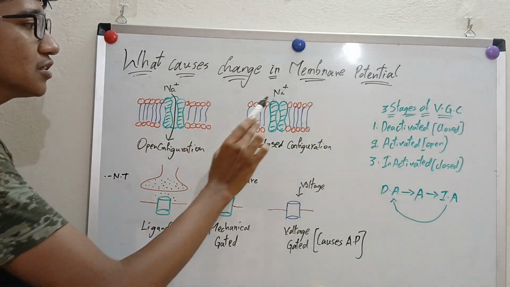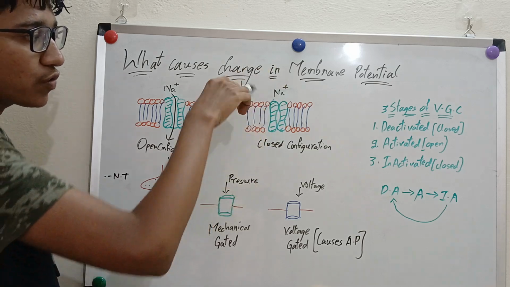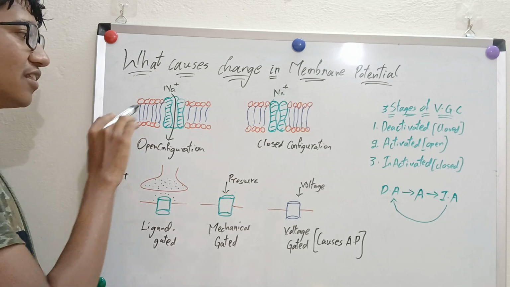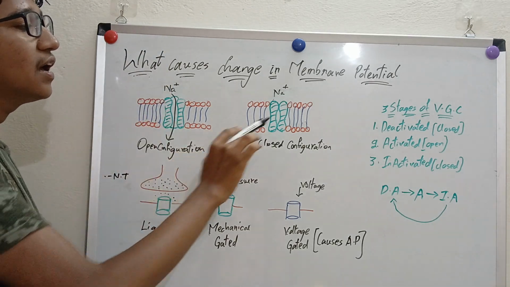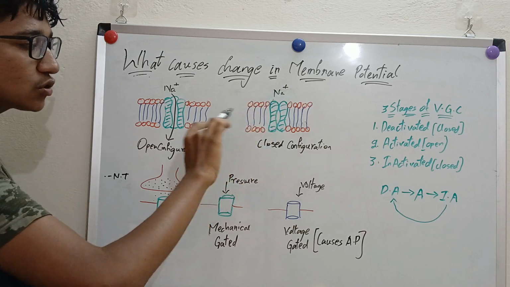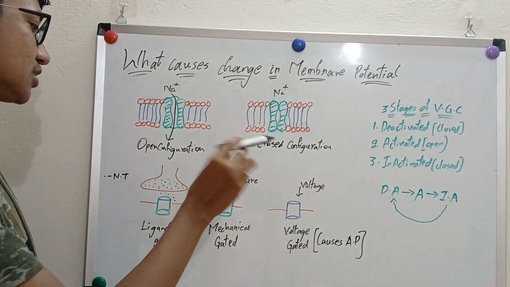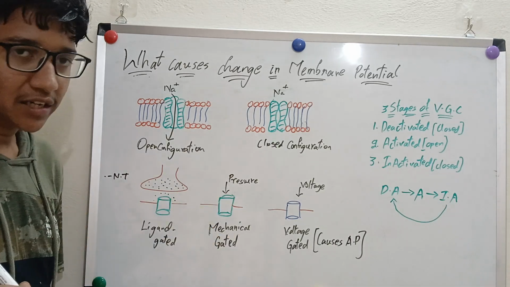In closed configuration, the subunits are arranged in such a way that the ions cannot flow from one side of the membrane to the other, because the tunnel is closed. In open configuration, they are arranged in such a way that they form a hydrophilic tunnel and the tunnel is open. Here the channel is closed. Okay, the tunnel is closed. And this is the structure in all the gated ion channels: ligand gated, mechanical gated, voltage gated.